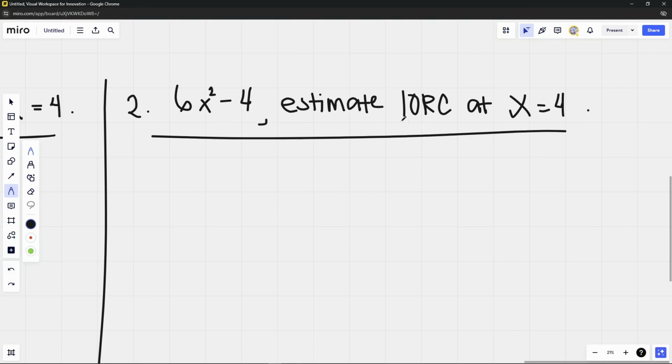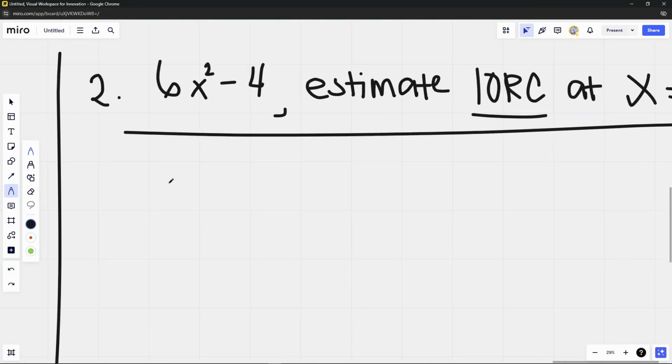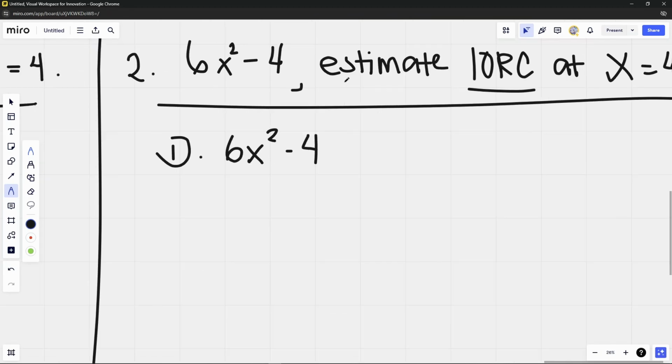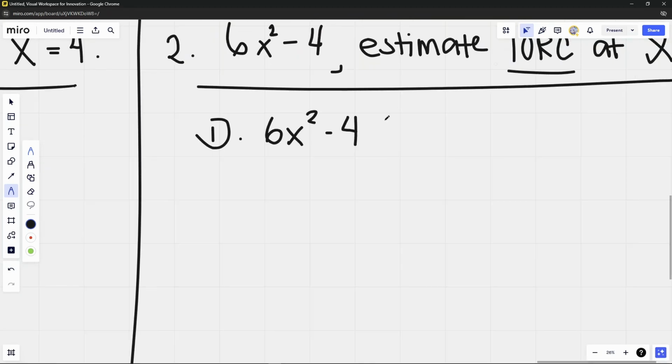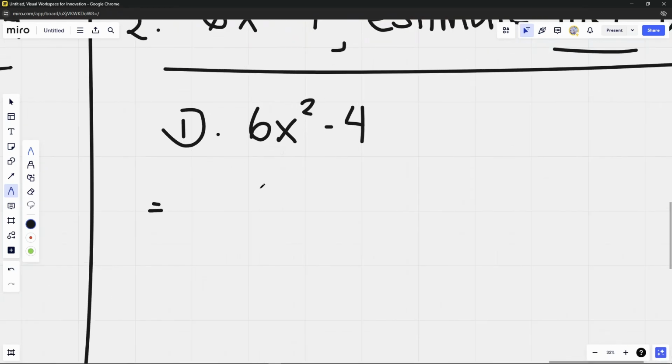Okay, so for our second example, meron tayong function na 6x squared minus 4. And then, nakalagay dito, estimate the instantaneous rate of change at x is equals to 4. So, same process. Kunin mo muna yung derivative ng function natin. Just our function is 6x squared minus 4.